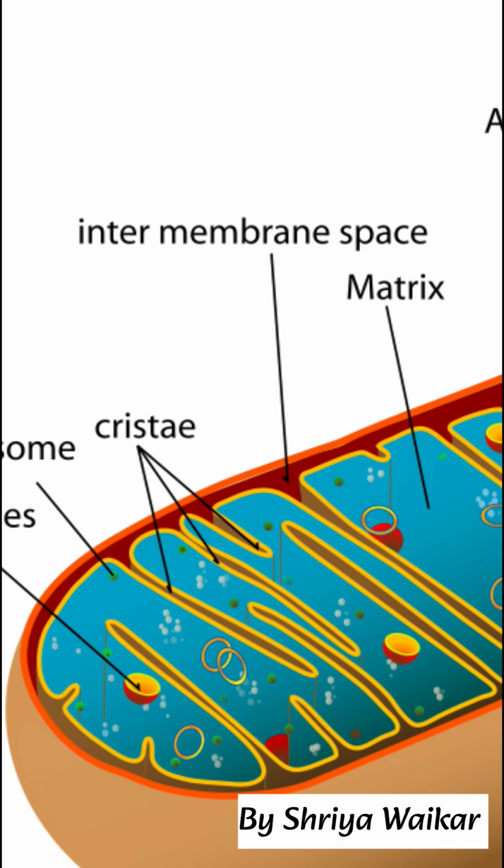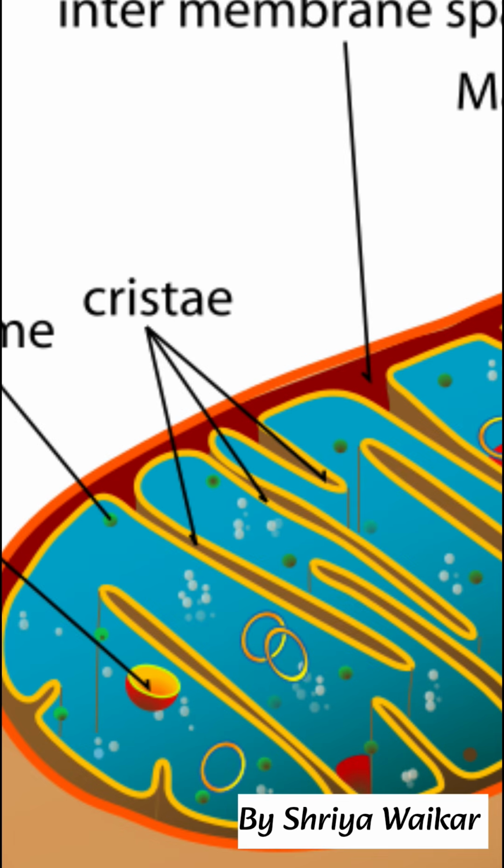You can see here the cristae increase the surface area, and the two membranes have their own specific enzymes. They are associated with mitochondrial function. So mitochondria are the site of aerobic respiration. They produce cellular energy in the form of ATP. Hence we call it the powerhouse of the cell.